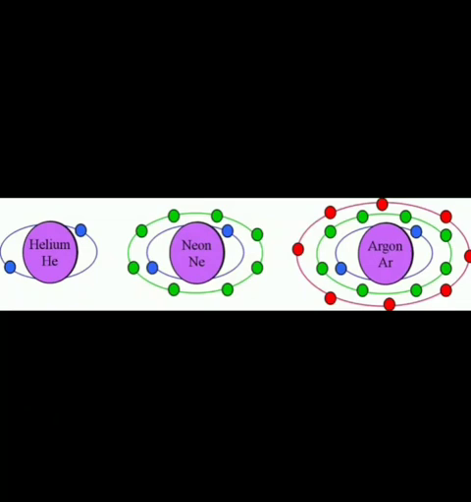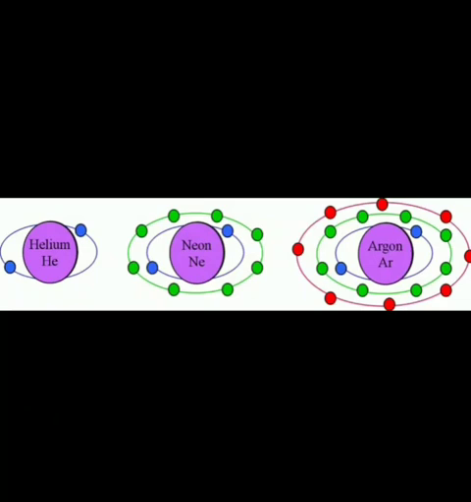First example, see here, helium. Helium atomic number equal to 2. That means in the outermost orbit or in the valency cell it contains 2 electrons and forms a duplet. So it is known as stable electronic configuration. Then the next example, that is neon. Neon atomic number equal to 10. So the electronic configuration is 2, 8. That means in the valency cell it contains 8 electrons and forms an octet. This is known as stable electronic configuration. That means in the outermost cell it must contain 2 electrons or 8 electrons.